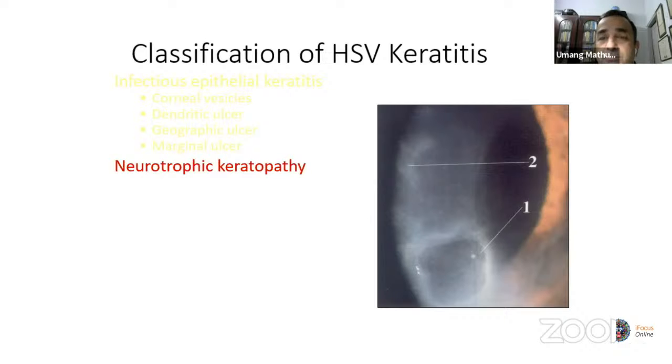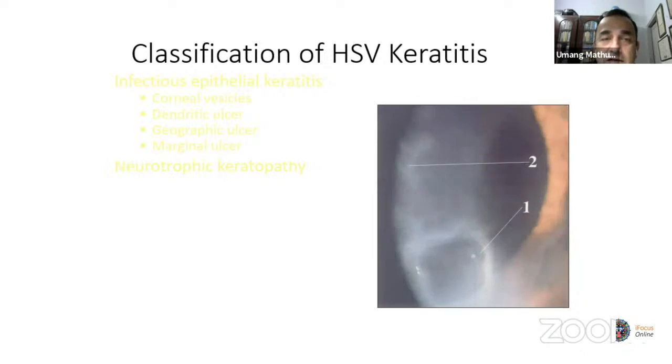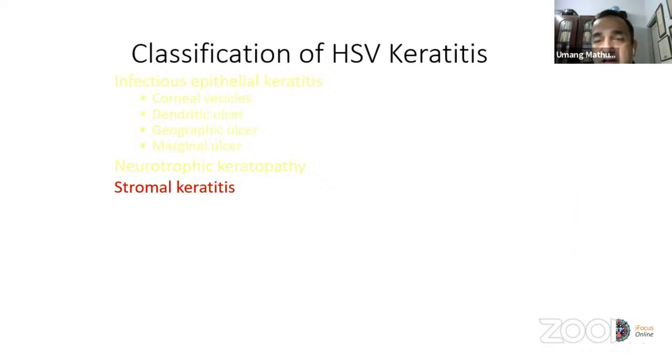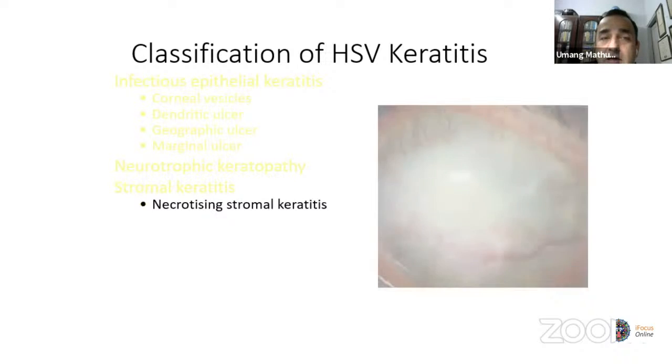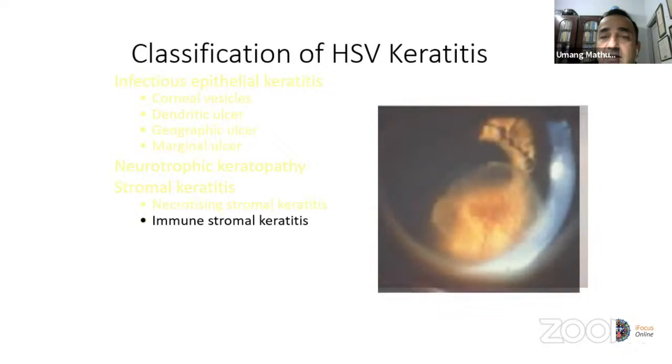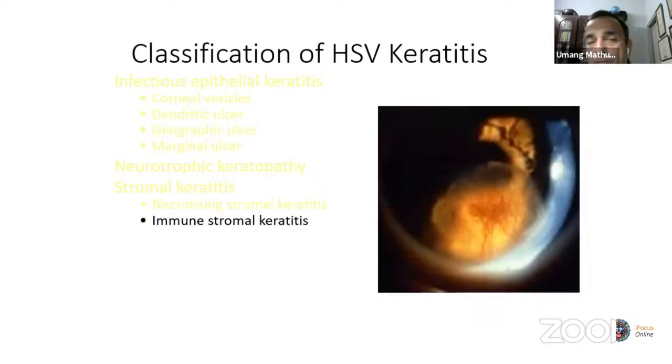Then you have neurotrophic keratopathy, which is neither immune nor infected. This is a basement membrane problem where you have a punched out lesion, usually oval, with a very clean base. And of course, the corneal sensations are absent here. If you leave them without treatment, they'll eventually perforate, where there'll be progressive thinning. And tarsorrhaphy is often required to help them heal. Then you have stromal keratitis, which has two main entities: the necrotizing stromal keratitis, which we just discussed, and the immune-mediated stromal keratitis. In the immune-mediated, you may often have no epithelial defect.